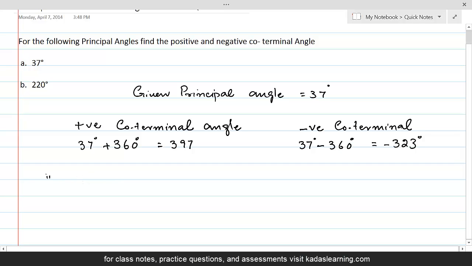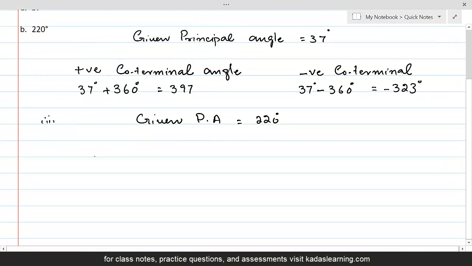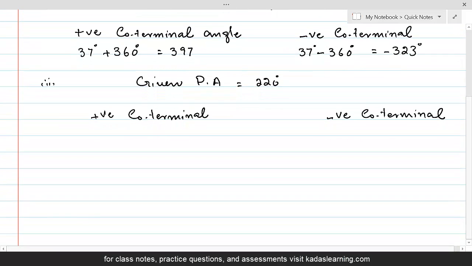For the second question, the given principal angle is 220 degrees. Similarly, we can find the positive coterminal and negative coterminal. The positive coterminal can be found by adding 360 and the negative coterminal can be found by subtracting 360.